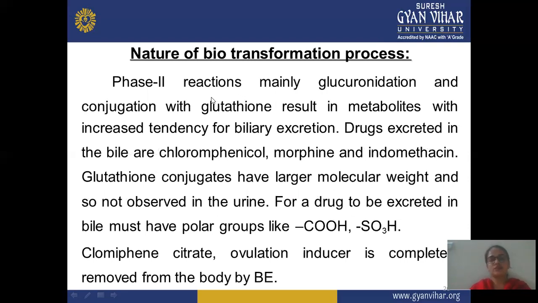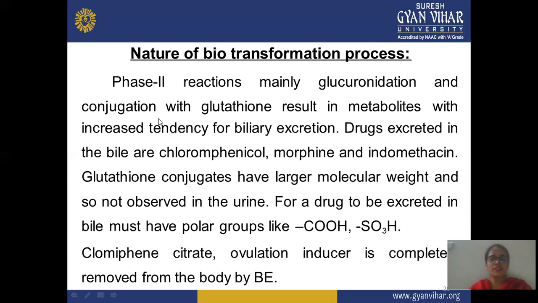In the nature of the biotransformation process, phase 2 reactions, mainly glucuronidation and conjugation with glutathione, result in metabolites with an increased tendency for biliary excretion. Means this biotransformation takes place by the phase 2 reaction, and in this, mainly glucuronidation and conjugation are responsible. Glutathione conjugates are formed, and these metabolites, having a greater tendency for biliary excretion, are observed.